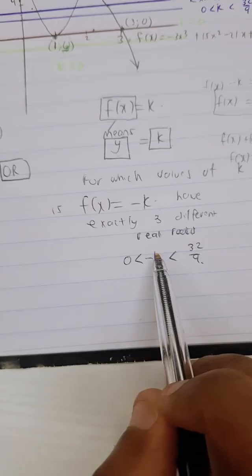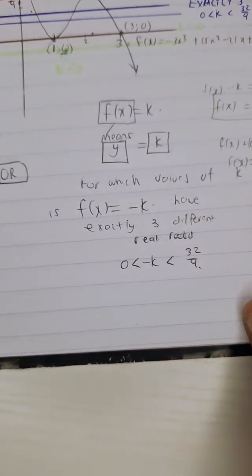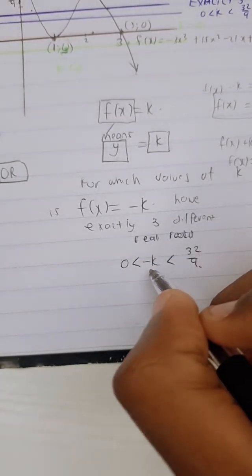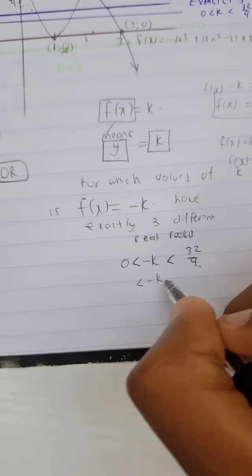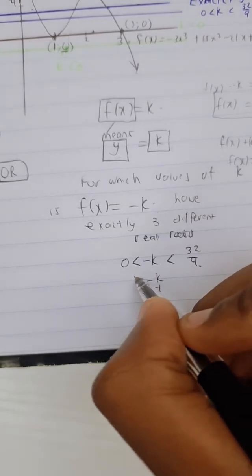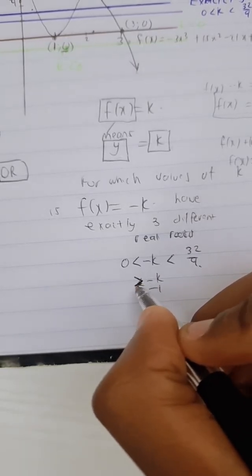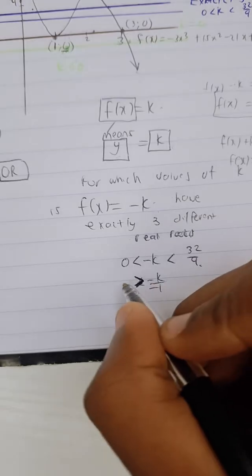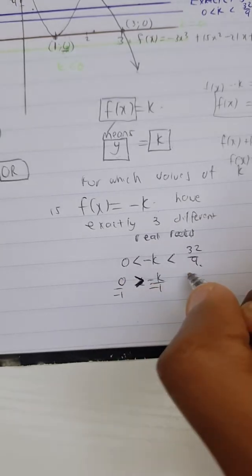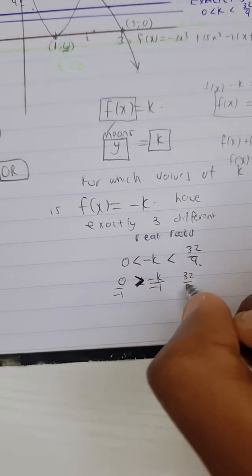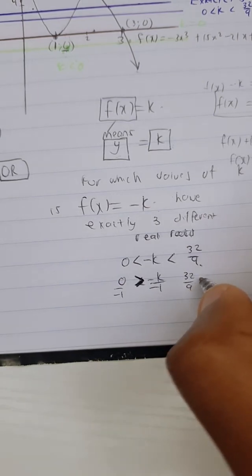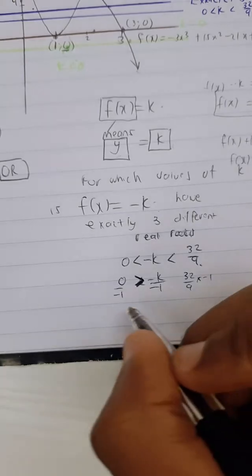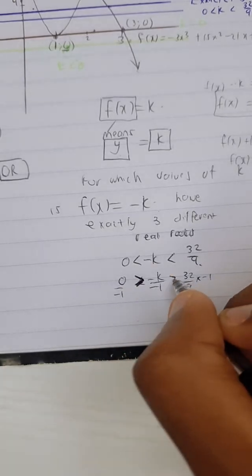32/9. You would still write that. But then since you have a negative, you are just going to do what you know you ought to do in inequalities. And that is what? You are going to divide by -1. And when that happens, what happens to the inequality sign? It changes direction. Divide by -1 here. Divide by -1 there as well. Which is the same thing as times by -1. So what do you get?